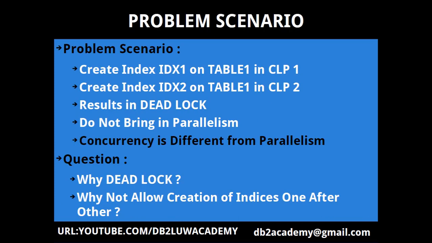This slide talks about the problem scenario and the question. The problem scenario is very simple. You just create an index idx1 on table 1 in CLP session 1, and then open another CLP session, let's say CLP2, and issue a create index on the same table 1. The index name is idx2. You can play around with the columns and you'll see that it results in a deadlock. Please have a table with reasonably 1 GB of data in it, so that you can quickly switch over between CLP1 and CLP2.